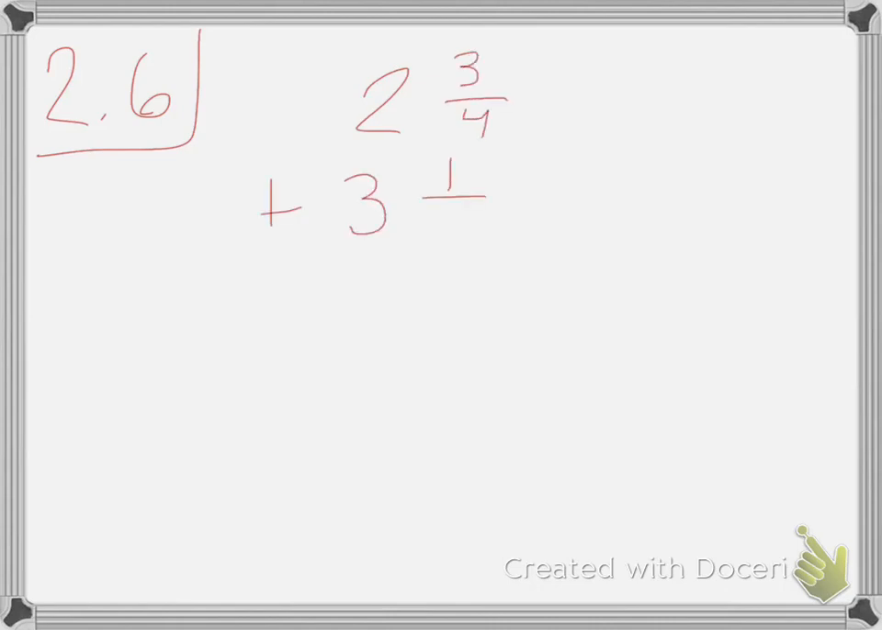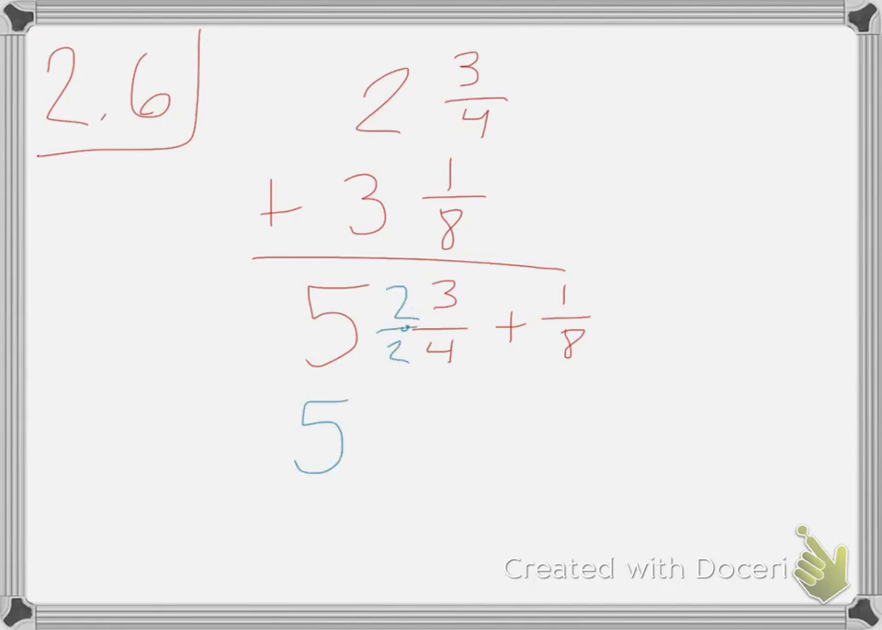Alright, now we've got section 2.6, which is adding and subtracting mixed numbers. So we've got 2 3/4 plus 3 1/8. I'm just going to stack these. So 2 3/4 plus 3 1/8. We can add the whole numbers together, 2 and 3, that gives me 5. Then 3/4 plus 1/8. I want to change it to where they have the same denominator. So I'm going to change the 3/4 to be something over 8. So I would really have 5 and then 6/8 plus 1/8. And so my answer would be 5 7/8.